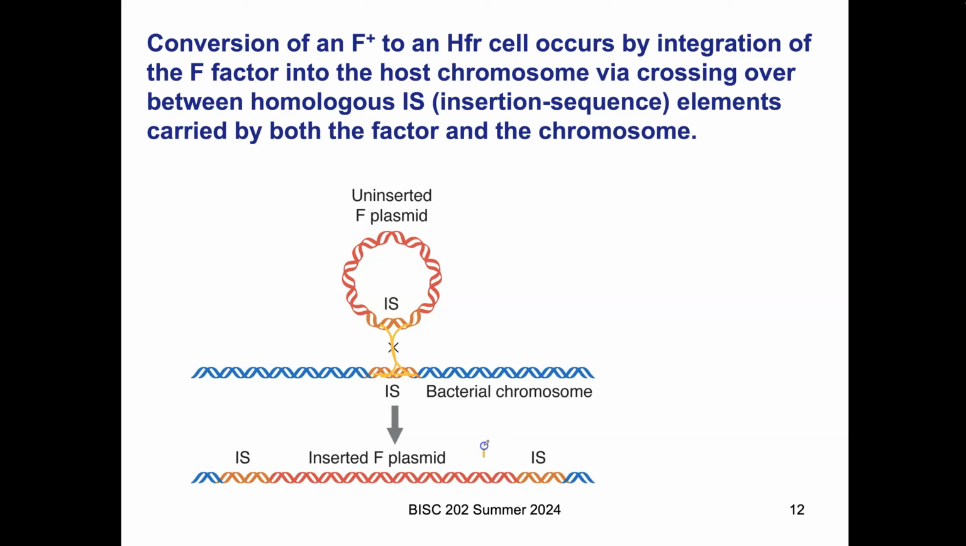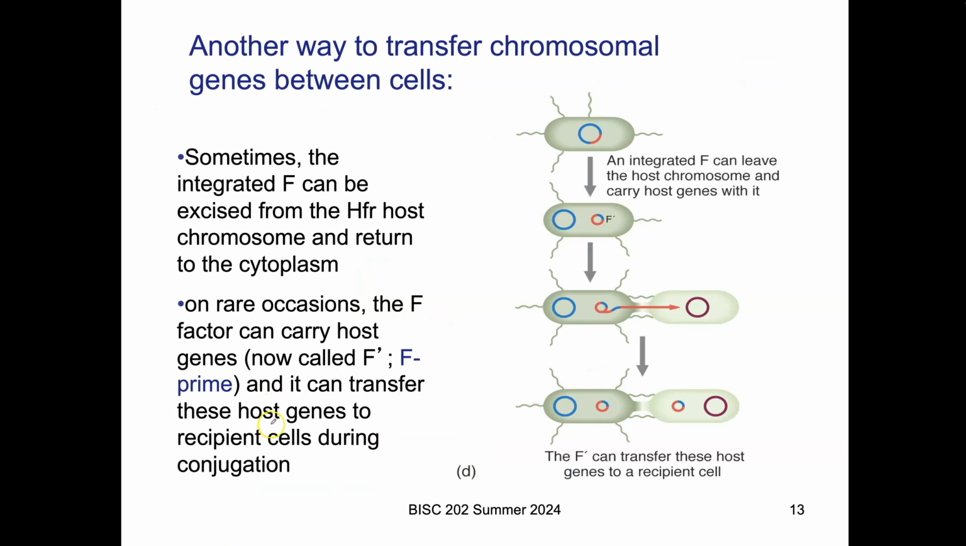There is an even smaller frequency of this process reversing itself, so the plasmid actually excising back out. This sequence and this sequence are the same as each other, and so crossover can happen between them and the little circle can be popped back out. That doesn't happen very often, but sometimes when it does, it doesn't come out clean and tidy, but it actually brings a little bit of bacterial DNA with it. So now what you have is what we call an F prime. We call it F prime because it's not the same as F plus. The prime is talking about extra.